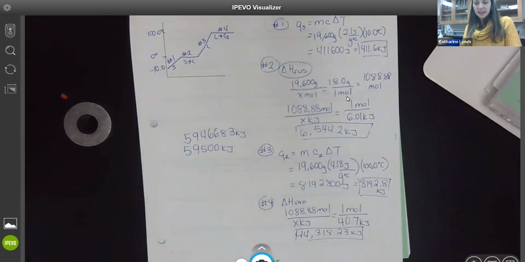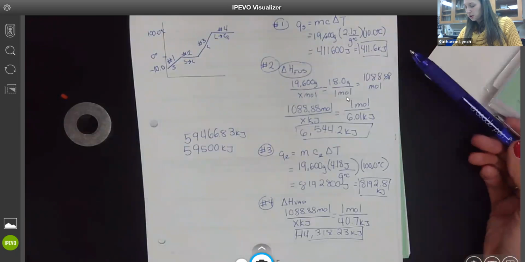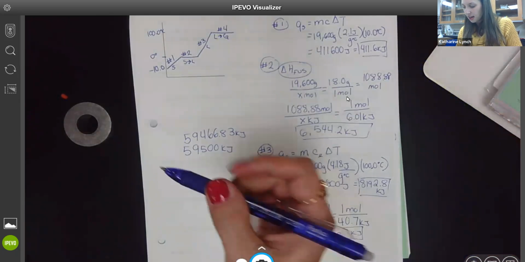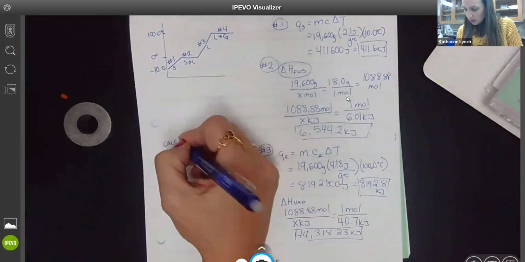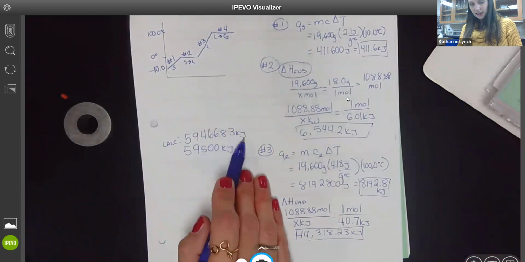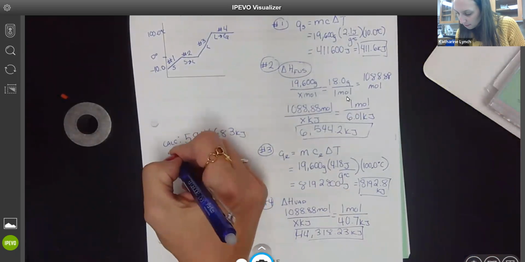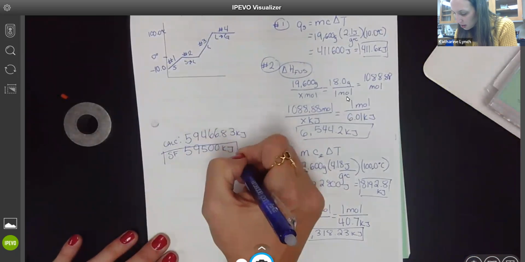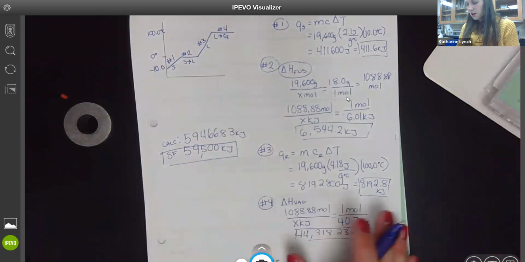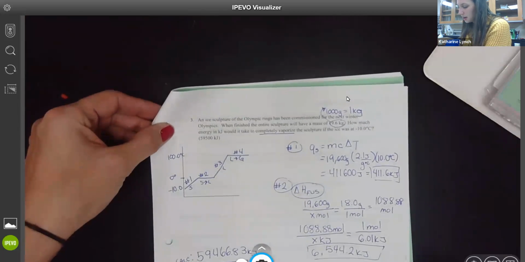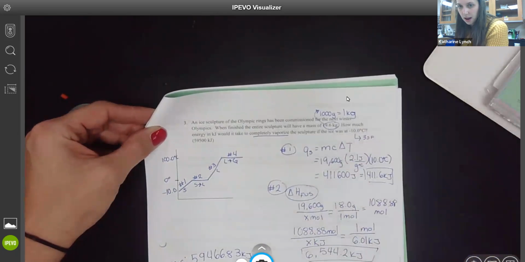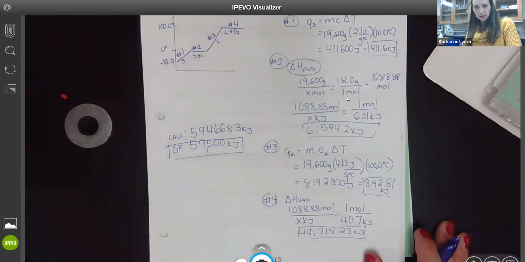So I paused for a second, and while the announcement for the buses was going on, I added up all the parts of my kilojoules of energy. My calculator told me that there is, oh my goodness, 59,466.83 kilojoules of energy needed. With sig figs, your total final answer is going to be 59,500 kilojoules, because I know my initial temperatures were given with 3 sig figs. That's why I rounded to 3 sig figs with my final answer.